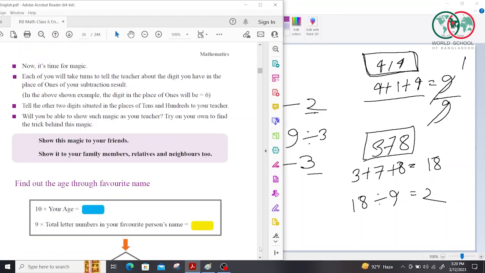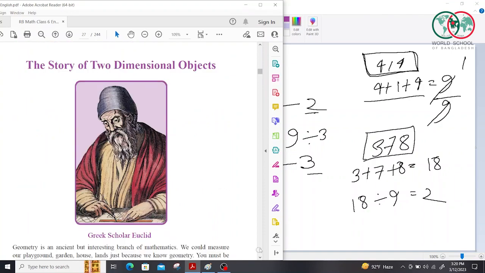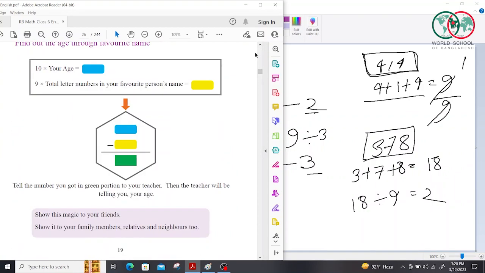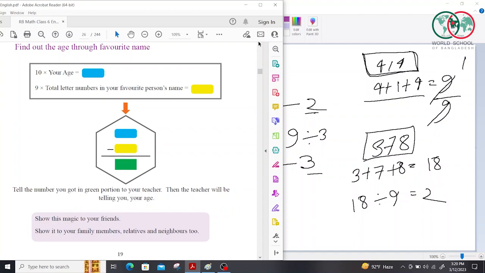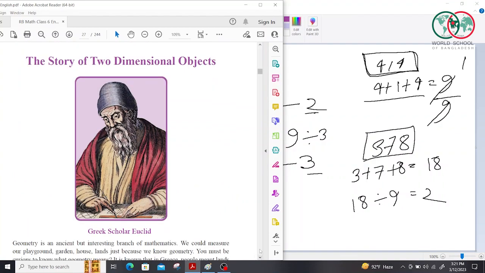Okay, this is the end of this chapter, I guess. There is some task given. These are not difficult. They ask you to find out the age through a favorite name, like 10 times your age, then 9 times the total number of letters in your favorite person's name. Then you are asked to subtract and tell your age. Okay, there is a magic, that's not important. So from the next class we will start the story of two-dimensional objects.